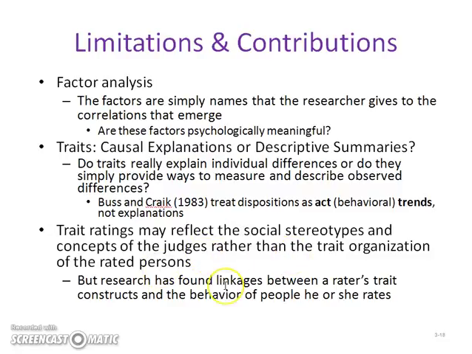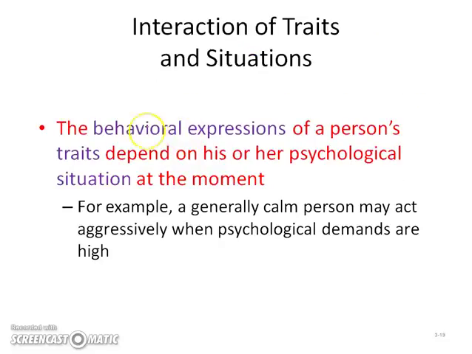But there is some research that suggests that raters' trait constructs, the way they think about traits, and how the people they rate actually act are related. So there is some validity to it likely, but there is also subjectivity and bias. So just things to be aware of in terms of how credible the theories are at this point. The second part of the readings, chapter 4, is going to address dispositions. And in that chapter as well, the book will focus on the behavioral expression of a person's traits, depending very much on their situation. And there's an example here of how that can happen.